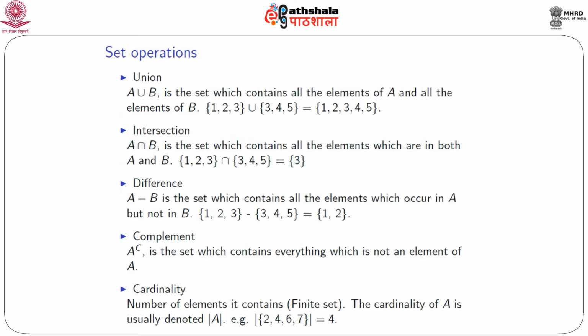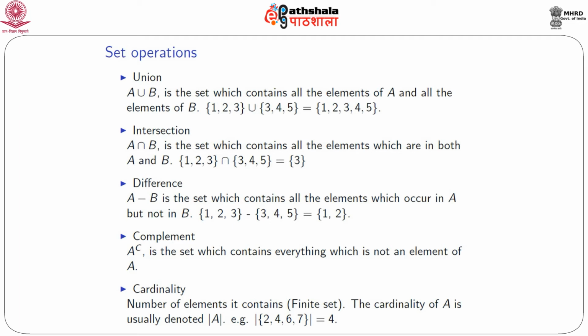Once we define the set, what sort of algebraic operations can we do on these sets? The first operation that we will be doing is called union. We say A union B, which once again results in a set which contains all elements of A and all the elements of B. For example, if you take the set {1, 2, 3} and take the union with another set {3, 4, 5}, the resultant set will be {1, 2, 3, 4, 5}. Even if 3 is repeated twice, as we know repetition doesn't have any meaning in a set, so it will be {1, 2, 3, 4, 5}.